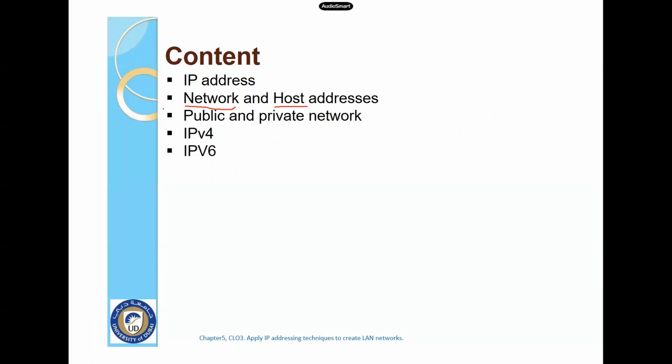Then we're going to talk about public and private networks. We're going to focus a lot on IP version 4 and IP version 6. We're going to slightly talk about it, no details here because it's still a new technology, still under development.